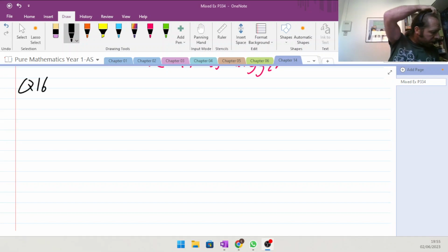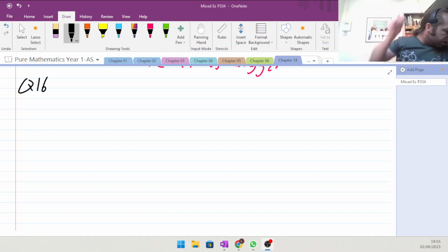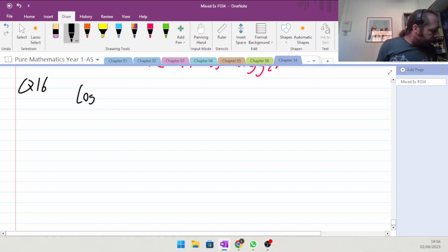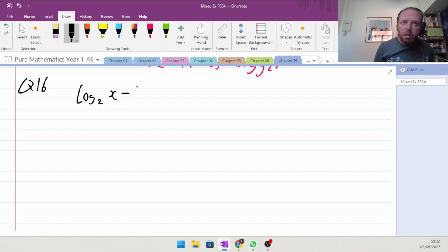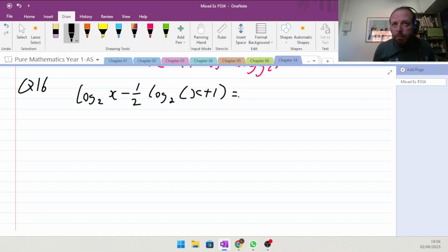Okay, chapter 14, question 16. The student is asked to solve this equation, which is log base 2 of x minus a half log base 2 of x plus 1 equals 1. Okay, the student has done this, identify the error made.